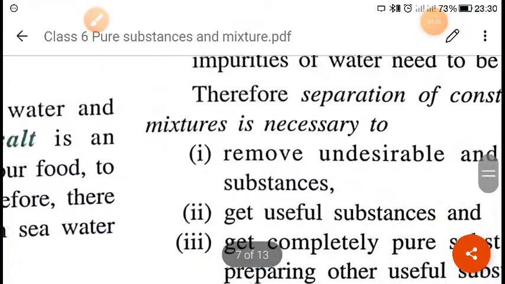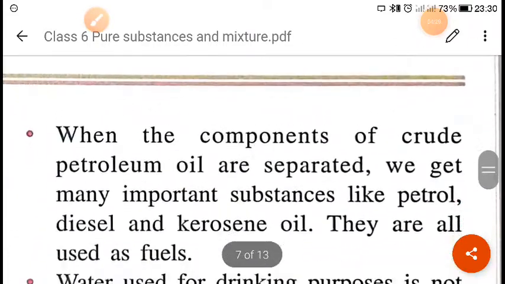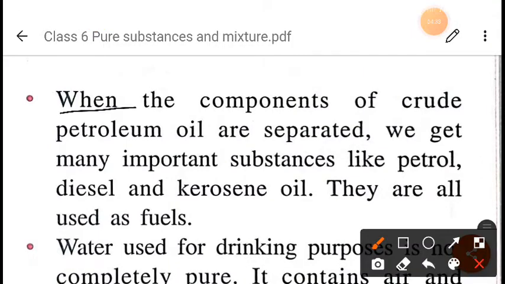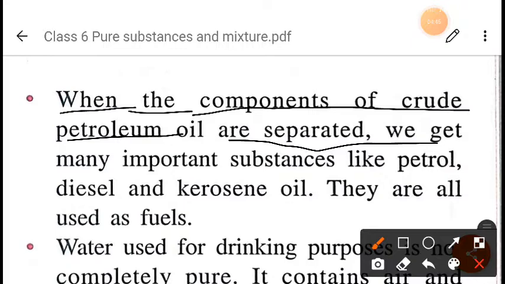The next example is the components of crude petroleum. If you get the chance to see crude petroleum, it is a very dark black liquid. From the crude petroleum oil we separate petrol, diesel, kerosene, turbine oil, and other products, and we use them separately, right?